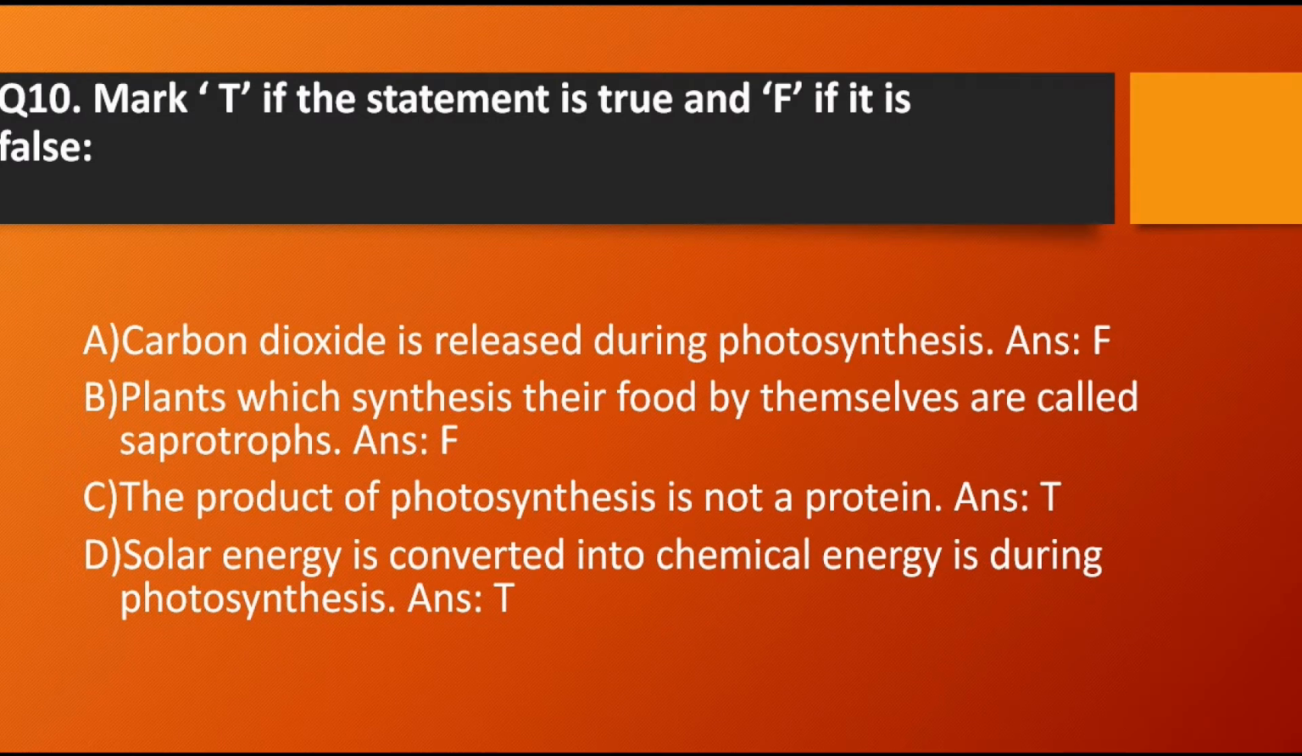Mark T if the statement is true and F if it is false. Carbon dioxide is released during photosynthesis. Answer. False. Plants that synthesize their food by themselves are called autotrophs, not saprotrophs. Answer. False. The product of photosynthesis is not a protein. Answer. True. Solar energy is converted into chemical energy during photosynthesis. Answer. True.